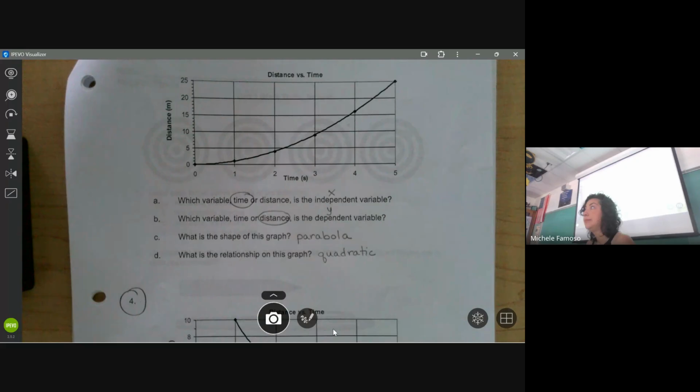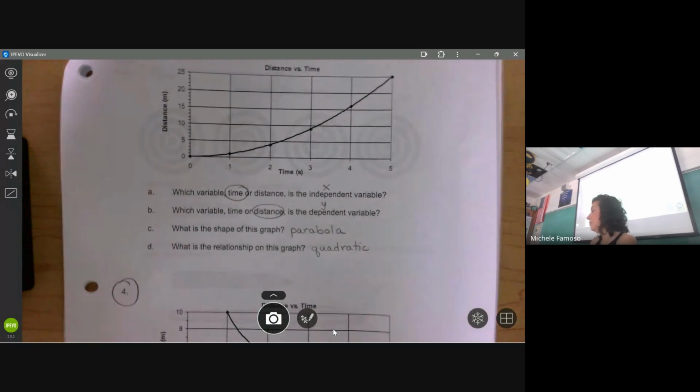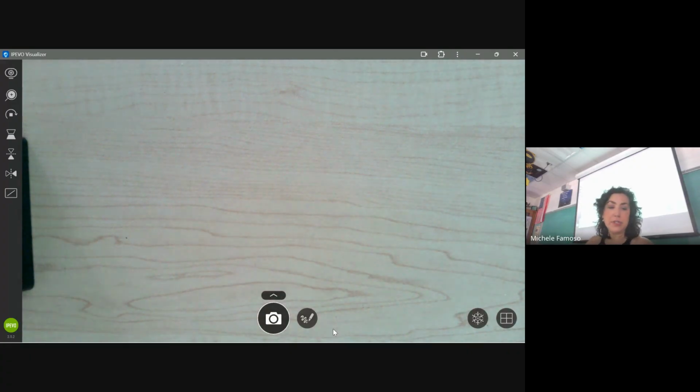Okay? Let's put this away. Now you just need your Chromebook. Now we're going to learn how to do all this stuff with Google Sheets. Look, you're going to learn how easy it is to make a graph in Google Sheets. This is part of the reason we use technology all the time.